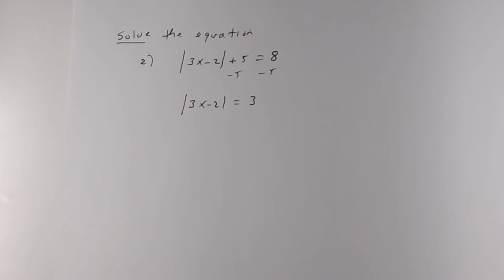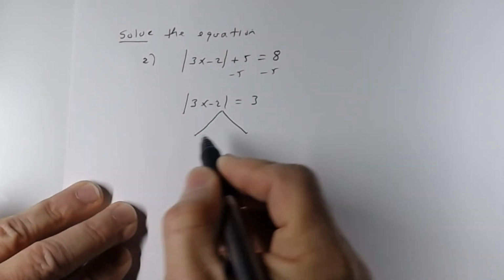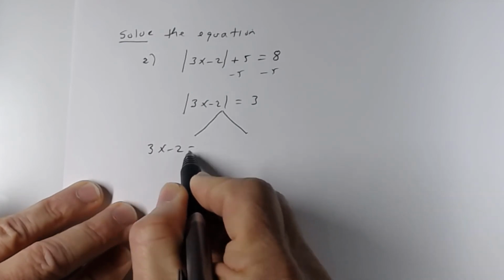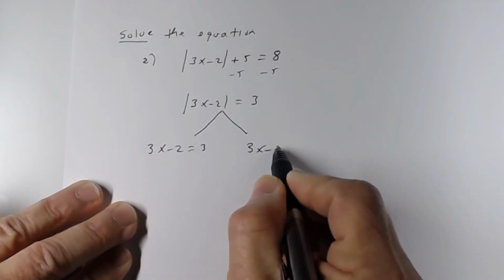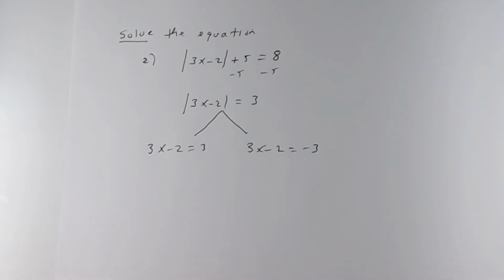Very good. So this is what you have to write: 3x minus 2 equals 3, and 3x minus 2 equals negative 3. Because remember, the absolute value of a number is the distance the number is from 0. So you can go to the right, you can go to the left. So hence, positive 3, negative 3.